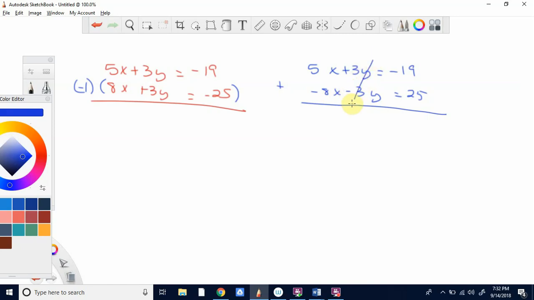These are opposites, so that equals 0. These equal negative 3x, and this equals 6. Then I solve for x. Divide by negative 3. Divide by negative 3. I get x equal negative 2.